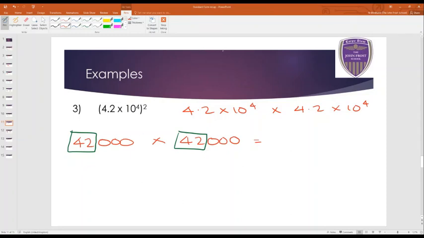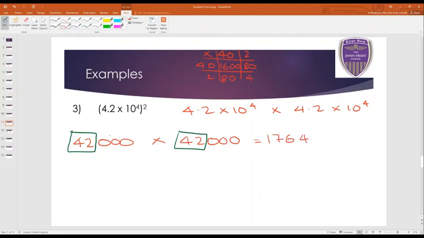Okay, so just in case some of you need a little bit of a reminder on the box method. It's not difficult to do though. So 4 times 4 is 16, and add your 2 zeros. 4 times 2 is 8, add a 0. 4 times 2 is 8, add a 0. 2 times 2 is 4. Okay, so that gives you 1764 when you add them together.